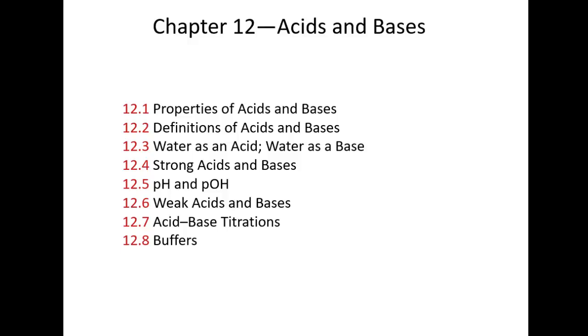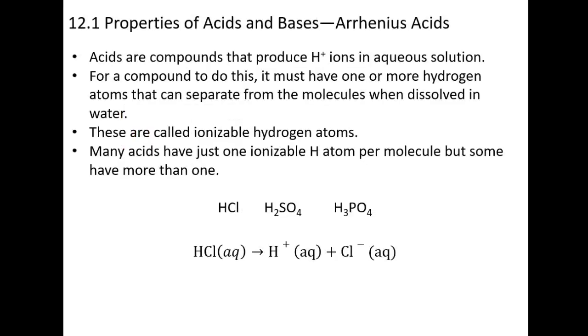Then we'll talk about how water really is the reason why we have an acid and a base. And water is actually both an acid and a base. It's what's called amphoteric, has both properties. Then we'll talk about what strong and weak acids and bases are, how to do some pH calculations, weak acids and bases, some of the titration calculations, which we've kind of already discussed in the stoichiometry chapter. And then we'll talk about a buffer and what buffers are.